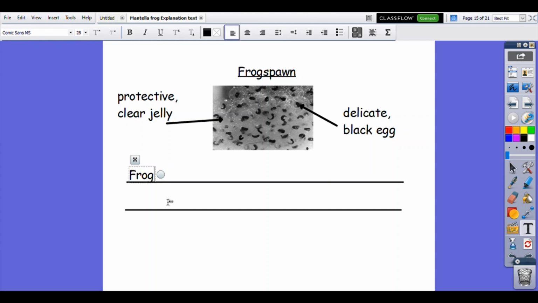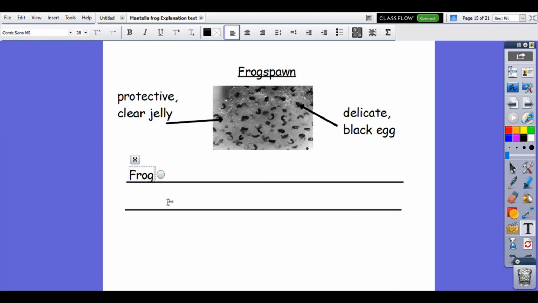I'm going to write: frog spawn is delicate black eggs in protective clear jelly. Oh, "in" is a nice preposition. We've learnt about those, haven't we? You might want to use prepositions today as well. Frog spawn is delicate black eggs in protective clear jelly.